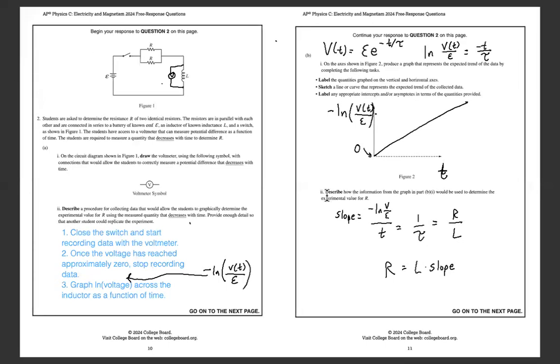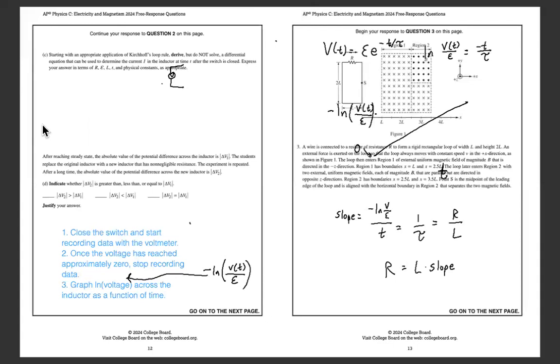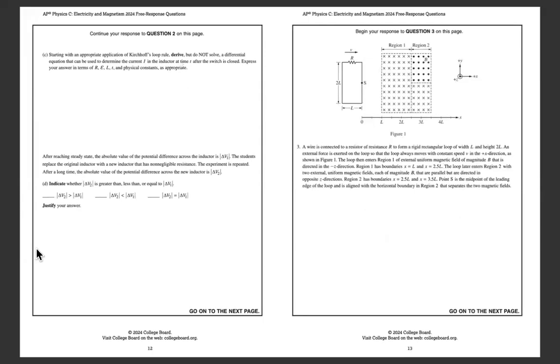All right, I hate that question. All right, okay, here we go. There's our derive but do not solve a differential equation. Nice. I actually kind of expected something like this to show up this year. So that's, I guess, reassuring. That can be used to solve the current at time t after the switch is closed. You have to use Kirchhoff's loop rule.